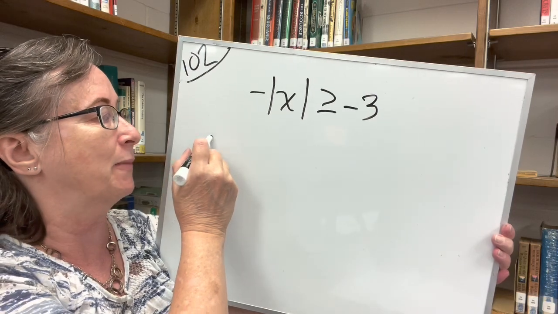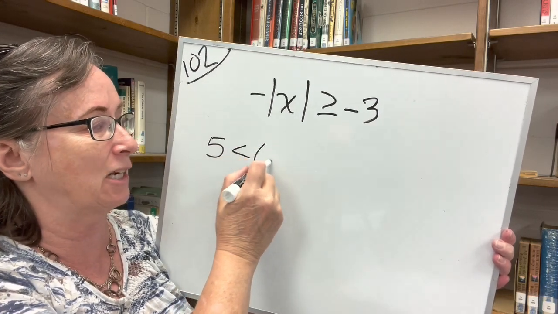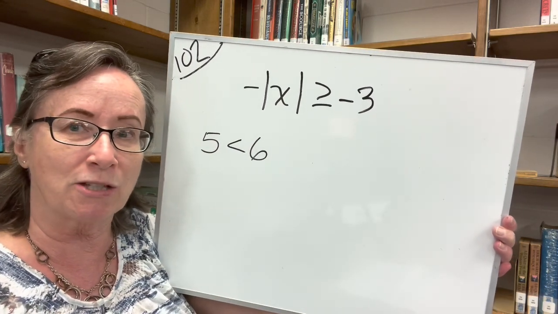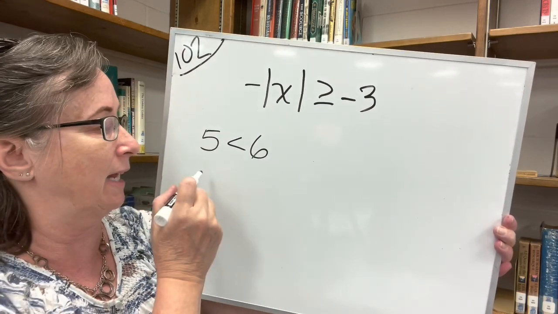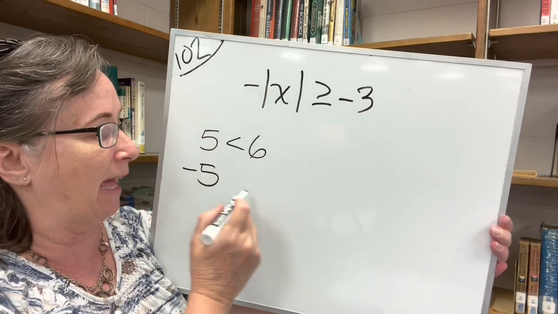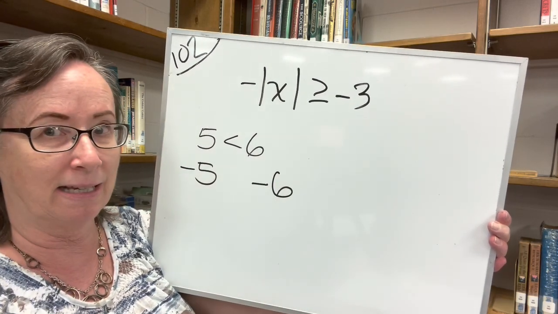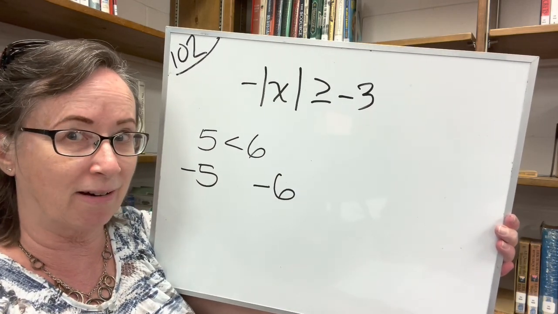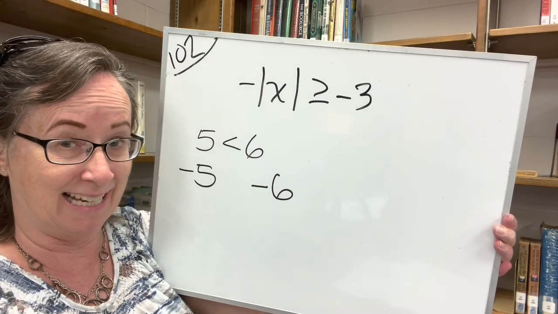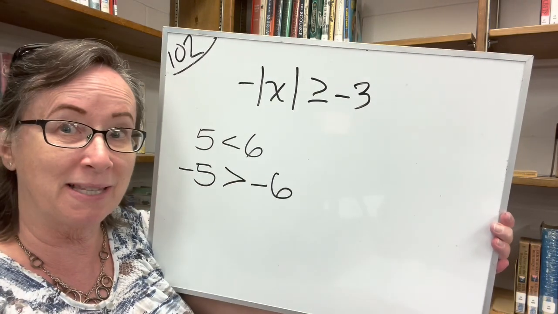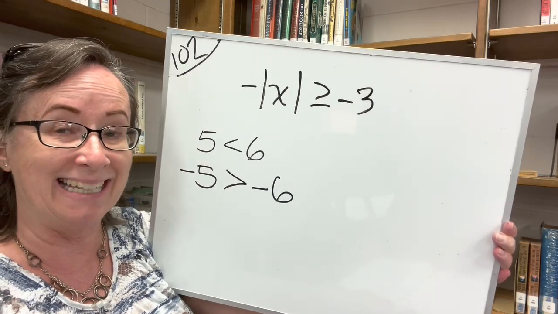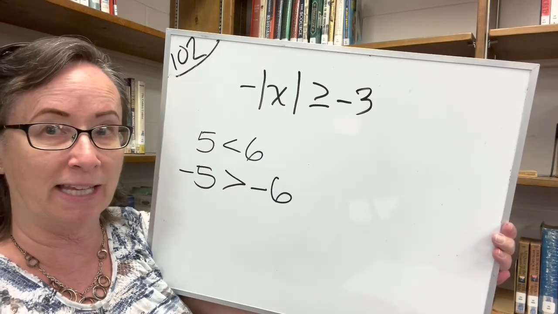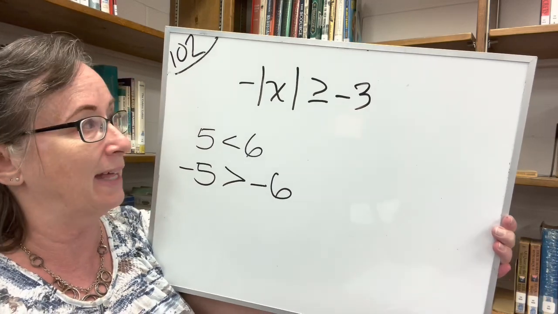If I said 5 is less than 6, you would say, yes, Miss A, of course 5 is less than 6. But if I multiplied both of those by a negative, I'd have negative 5, negative 6. Negative 5 is greater than negative 6. So we would have to flip the sign around to make it true. Anytime we multiply by a negative on both sides of the inequality, we must flip that sign around.